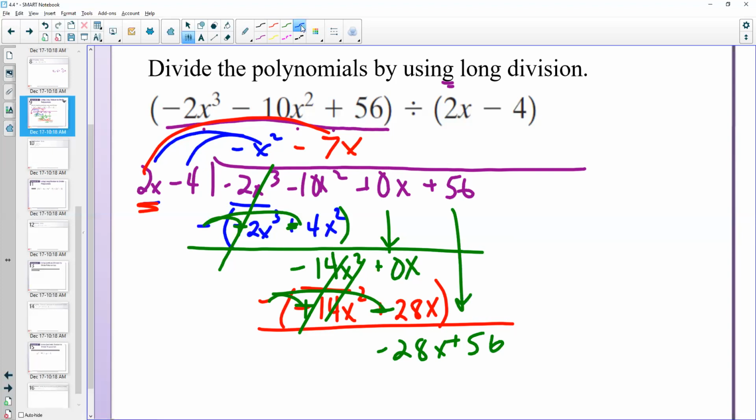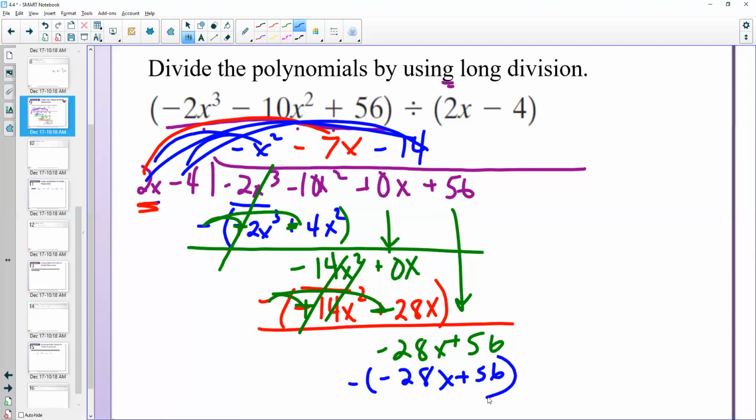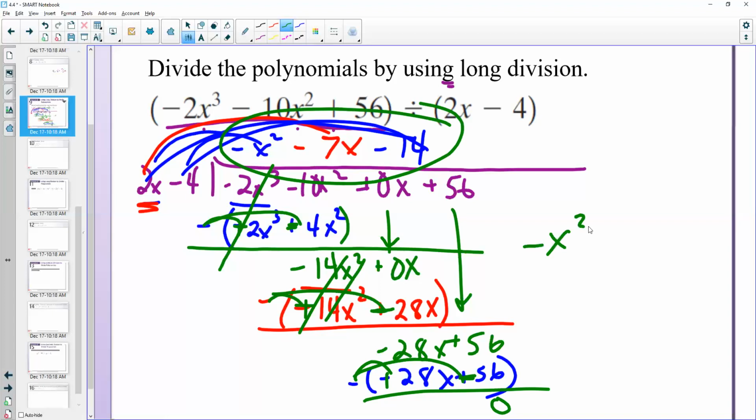All right, one last time through. So now, how do I turn a 2x into a negative 28x? I'm going to multiply by negative 14. All right, so I'm going to distribute, just like I did. Minus 14 times 2x gets me negative 28x. Minus 14 times minus 4 gets me positive 56. I'm going to distribute my negative. So this becomes a plus, this becomes a minus, and you know what happens? I get no remainder. Ta-da! All right, so my answer is what's here. The division gives me negative x squared minus 7x minus 14.